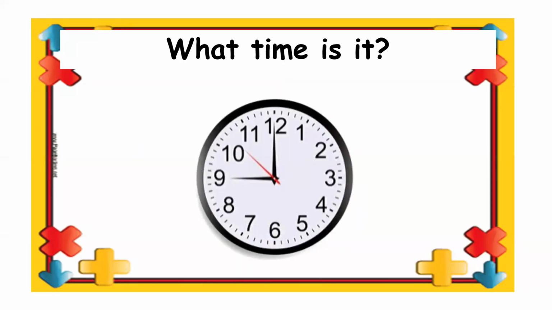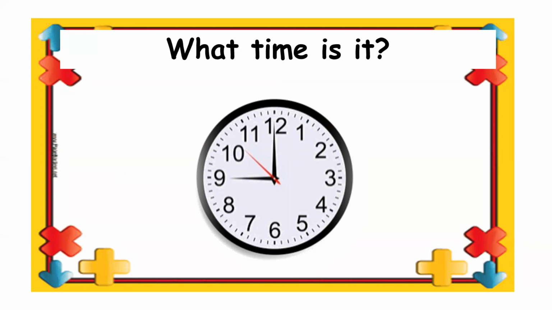This is what a lot of analog clocks look like. What do you notice about it? Very good. This clock has 3 hands: the hour hand, the minute hand, and a second hand.